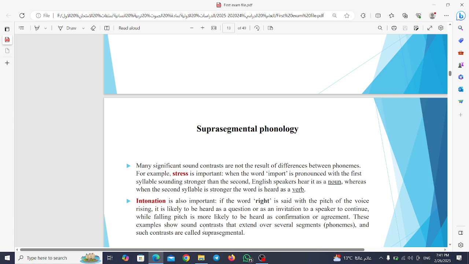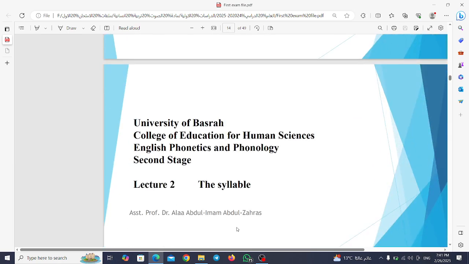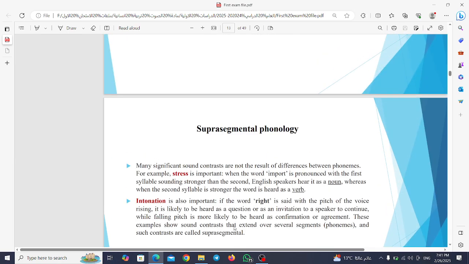These examples show sound contrasts that extend over several segments, phonemes, and such contrasts are called suprasegmental because they are above the level of phonemes. So this is the explanation for the first lecture.